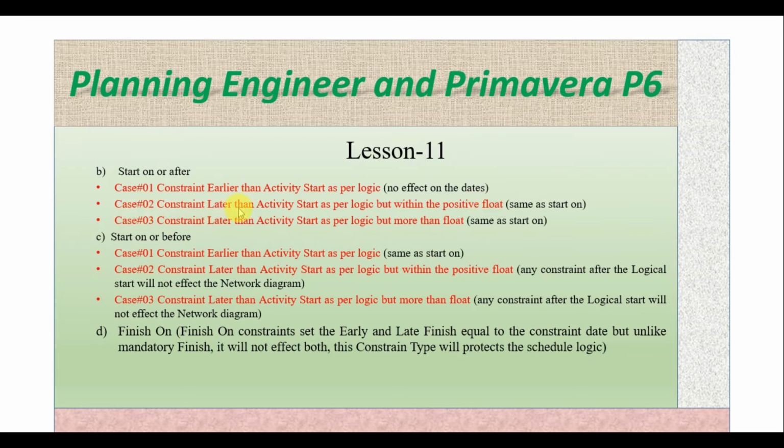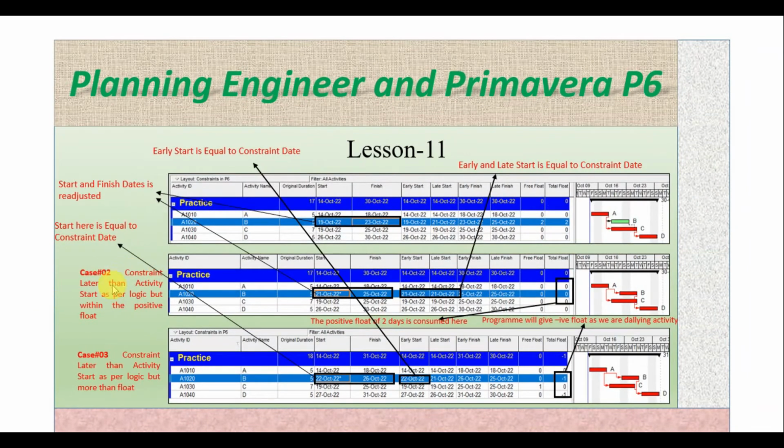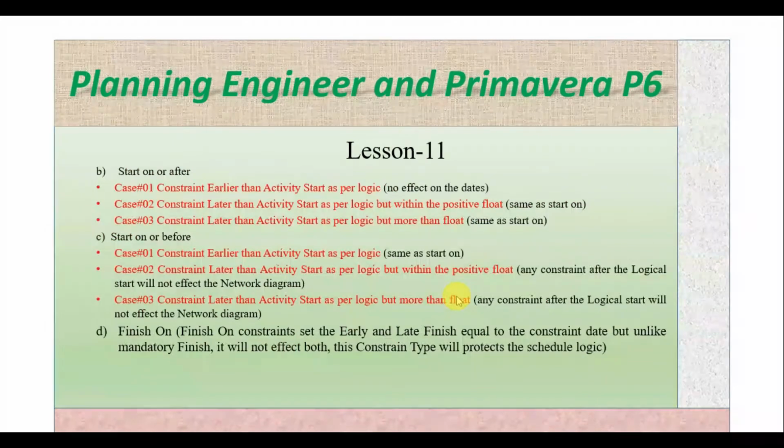In case 2, if we are keeping the constraint after the activity start but within the positive float, same as start on, so it will be same as case 2 of start on, which means that the start and finish date will be readjusted, and the constraint will try to consume the positive float.